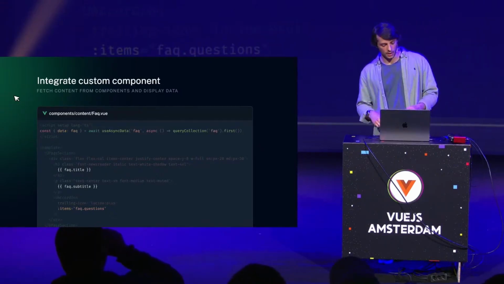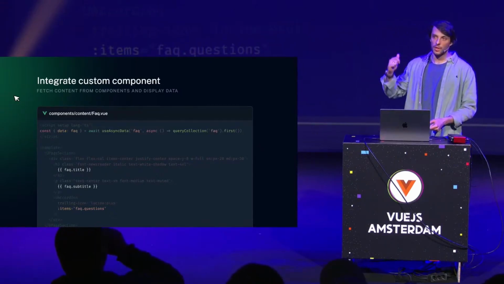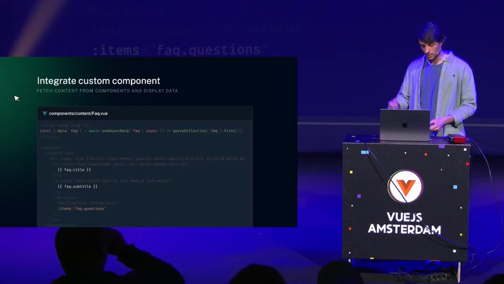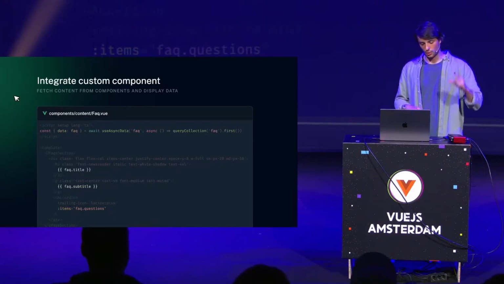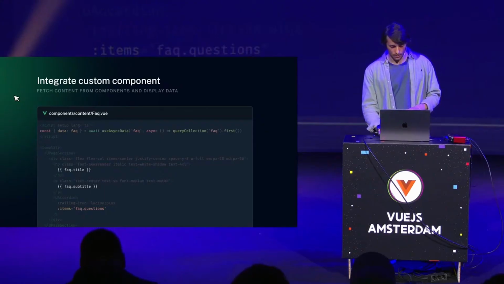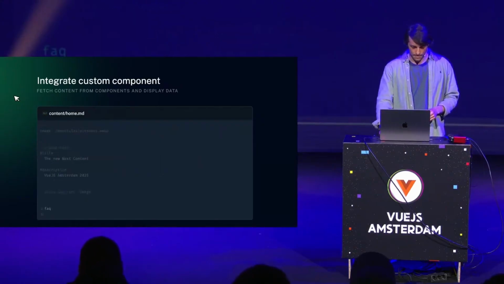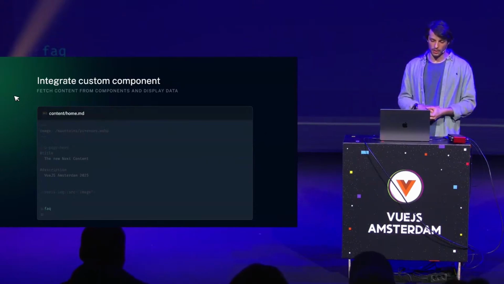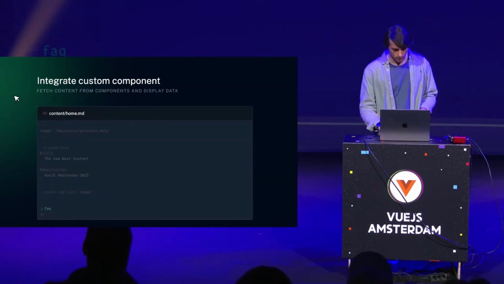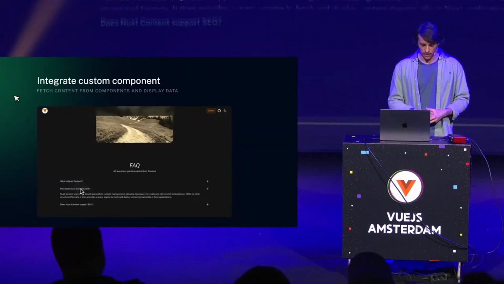The only important thing here is that I'm using the fields of my schema, so the FAQ.title, FAQ.subtitle, and I'm using the FAQ.questions in a UAccordion, which is a component of Nuxt UI. Finally, when my component is ready, I can just add it at the bottom of my home.markdown page, and that should be enough to display it on my application.